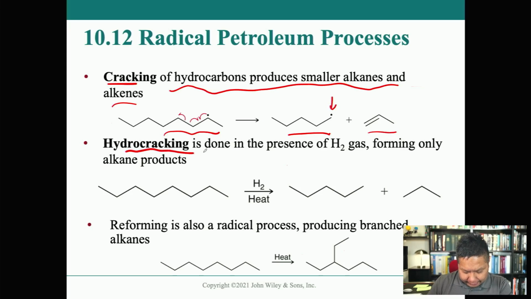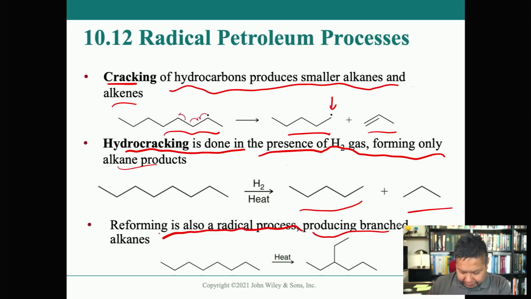There's also hydrocracking. It's done in the presence of hydrogen gas, and when you do that, all you get is alkanes, right? And then reforming is also a process, producing branched alkanes. So heat, with an alkane, you'll get a branched alkane, right? So you've heard of cracking before from the oil industry, hydrocracking from the oil industry.